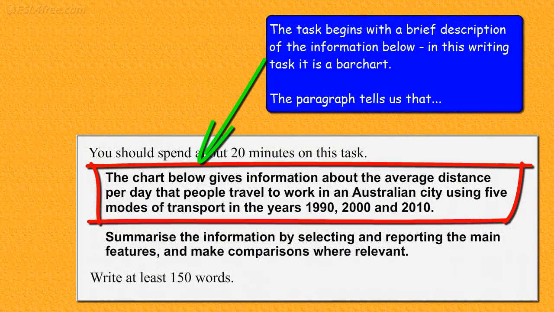The task begins with a brief description of the information below. In this writing task, it is a bar chart. The paragraph tells us that the chart below gives information about the average distance per day that people travel to work in an Australian city using 5 modes of transport in the years 1990, 2000 and 2010.